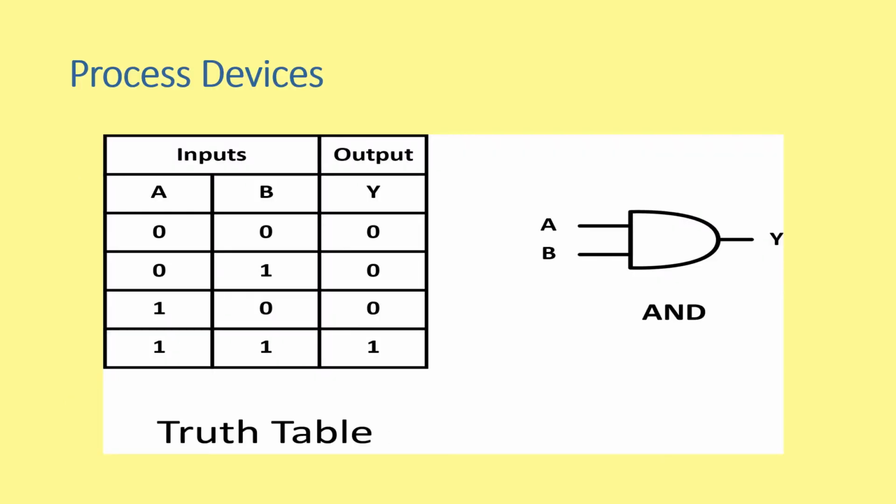You can see from this table, when our inputs are both 0, our output is 0, but when the inputs are a 0 and a 1, or a 1 and a 0, our output is still 0. Both of these inputs need to be 1 for our output to be 1. That's why it's an AND gate, A and B, to give an output.